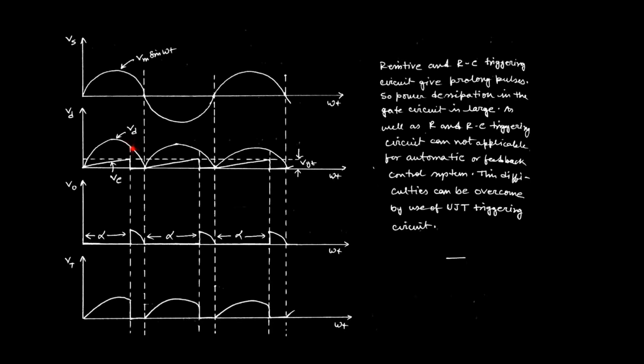Then at this particular point, suppose the gate is fired. So suppose the thyristor is fired. Once the thyristor is fired, then immediately the output voltage depends on the input voltage. That is why that is reflected over here.